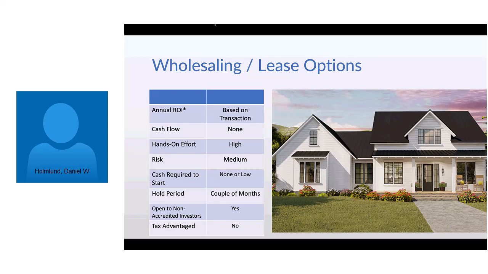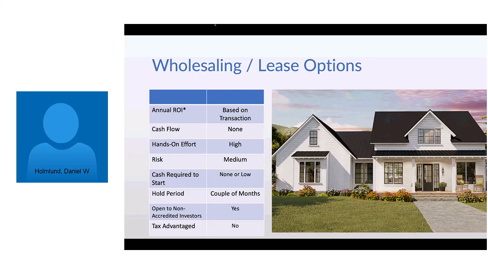So you may put no money down and just say, hey, I want to be able to buy this house at this price, and then you take that contract and you sell it to somebody else who says, well, I can sell it for 10,000 more than you put it under the contract for, and so you ask for a middleman cut. Is this tax advantaged?